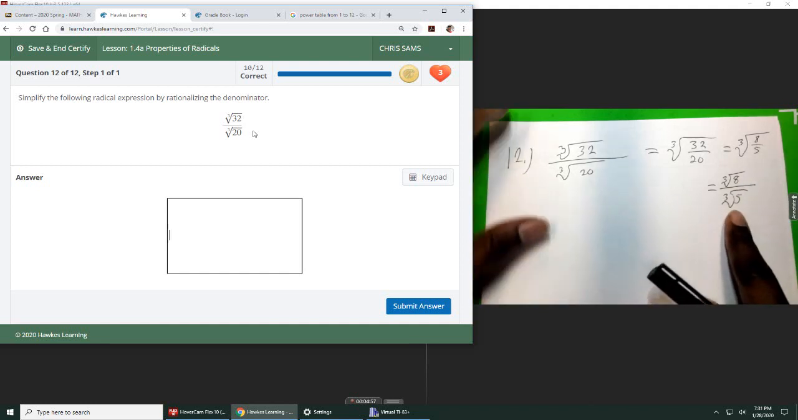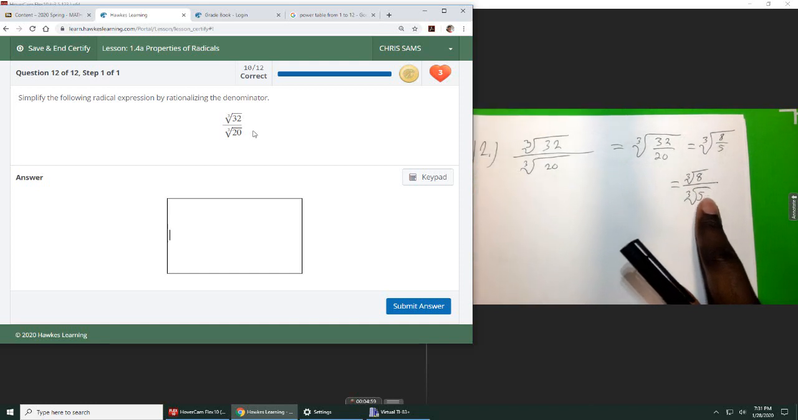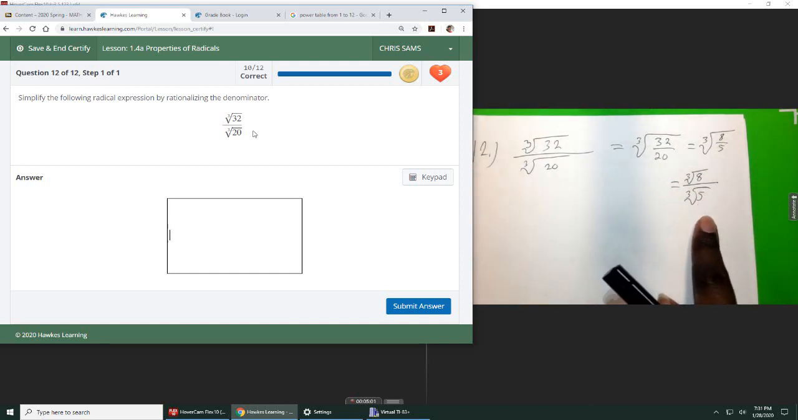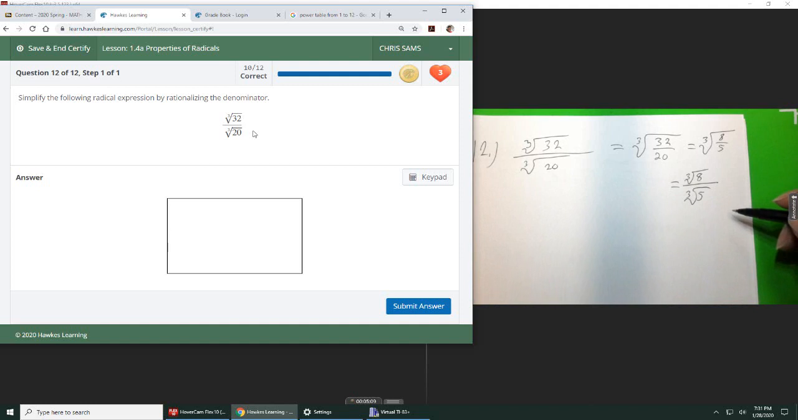5 has an exponent of 1. How do I get rid of this cube root on the bottom if I only have one of them and I need 3? How many more do I need? I need 2 more. So I can either say 5 squared or I can say 25, it doesn't matter. I'm going to say cube root of 5 squared. Whatever you do to the bottom, you got to do to the top.